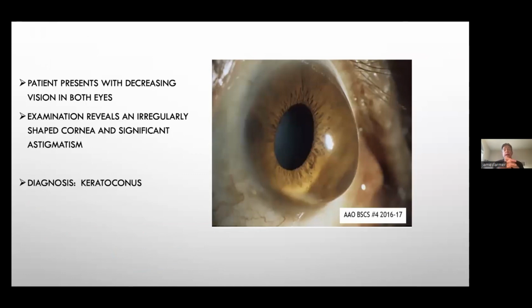So this is another case that would be very much just the purview of ophthalmic pathology. A general pathologist would never see something like this. Patient presents with decreasing vision in both eyes. Examination reveals an irregularly shaped cornea and significant astigmatism, which means the cornea is very much out of round and very poor vision. And so the diagnosis here is keratoconus.